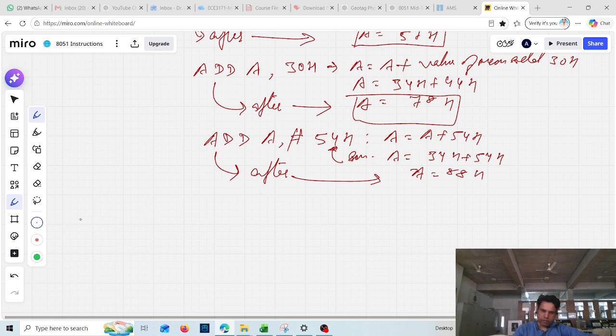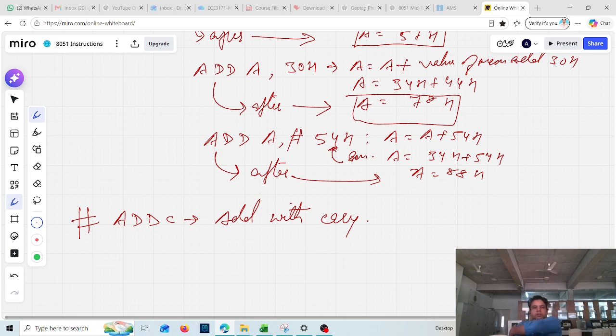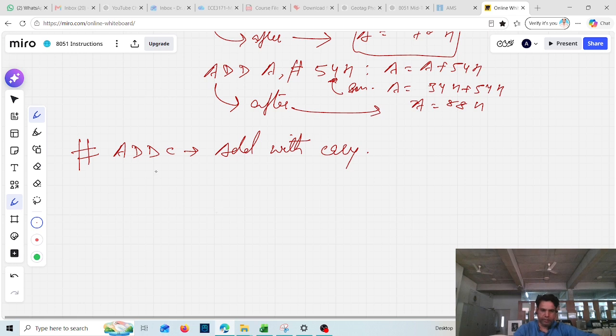Now there is another instruction, which is ADDC. The meaning of this instruction is add with carry. The syntax remains the same.